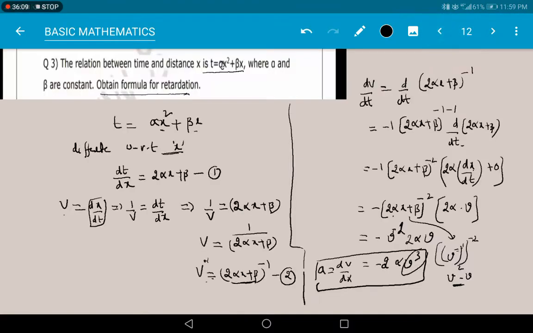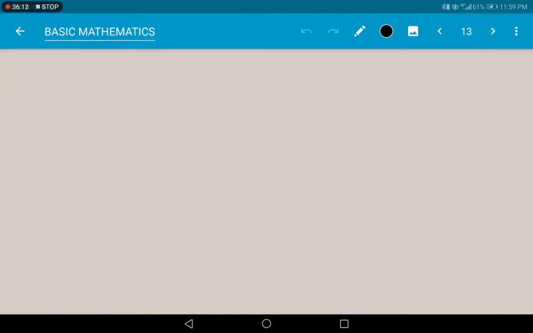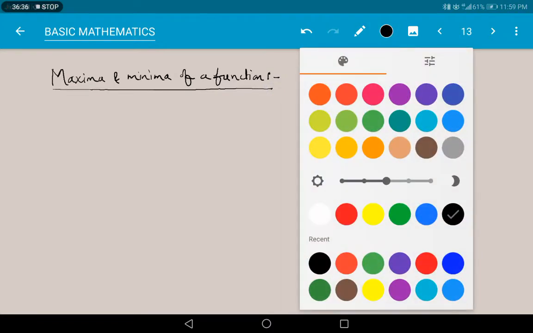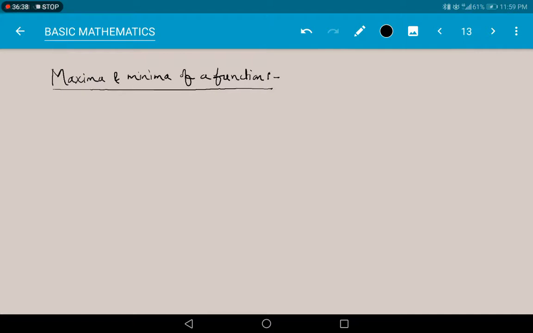Right, let us see the concept of maxima and minima of a function. That means at which value the given function is maximum, at which value the given function is minimum. Let us take one graph here. So the graph is like this.